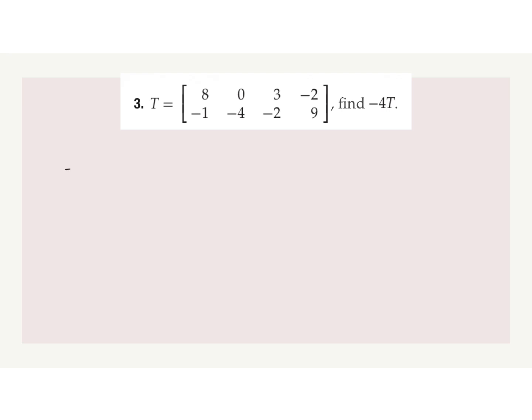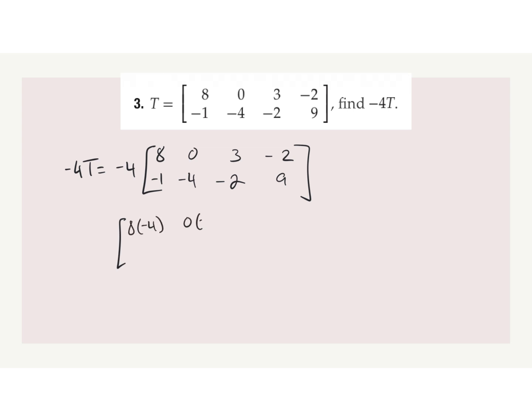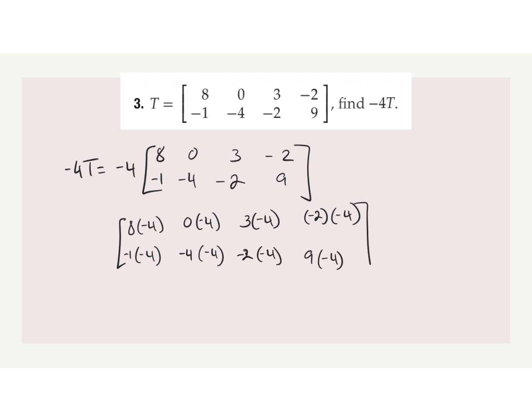All right, so to solve this, negative 4 times C is going to be negative 4 times the matrix 8, 0, 3, negative 2, negative 1, negative 4, negative 2, 9. So let's put them into the matrix. It's going to be 8 times negative 4, 0 times negative 4, 3 times negative 4, negative 2 times negative 4, negative 1 times negative 4, negative 4 times negative 4, negative 2 times negative 4, and 9 times negative 4.